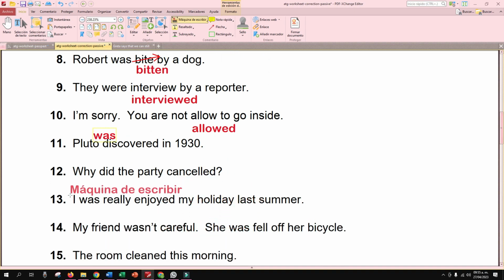Let's see. 12. Why did the party cancelled? Why did the party cancel? Why did the party was cancelled? Remember that when we have a question in past voice, we need to change did, right? So in that case, why was the party cancelled? Aha, we don't need did either, Edwin, in that case.